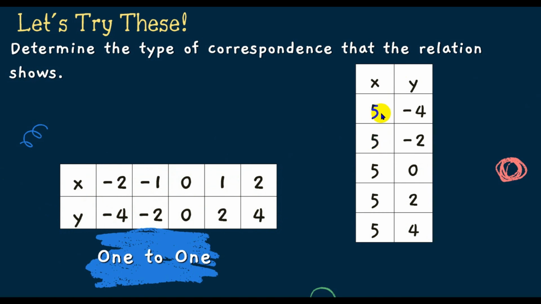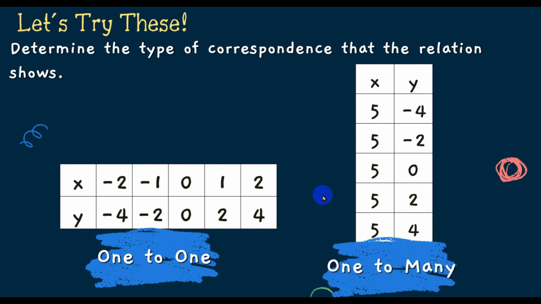While for this table, again, kung mapapansin nyo, lahat ng nasa x ay 5 lamang. So, nag-iisa siya. 5 partner si negative 4. 5 partner si negative 2. 5 partner din si 0, si 2, at saka si 4. Isa lang itong nasa x, kapartner niya lahat ng nasa y. So, ito po ay 1 to many.